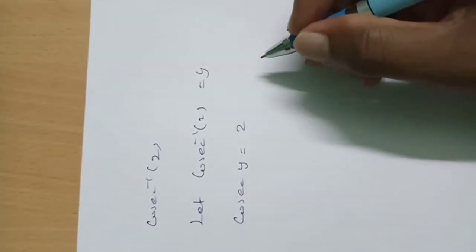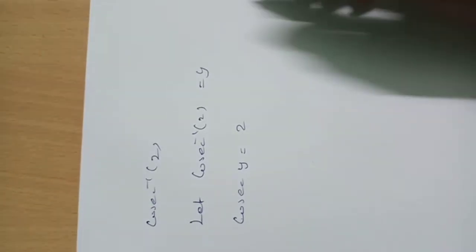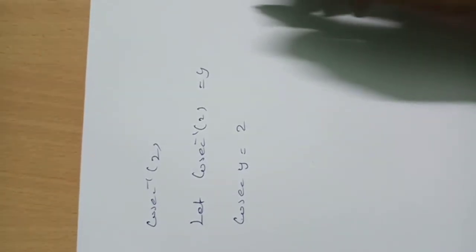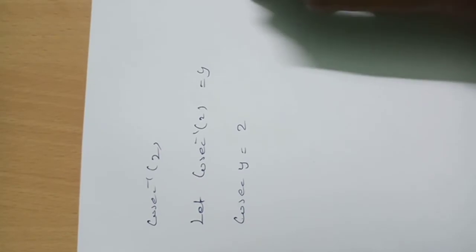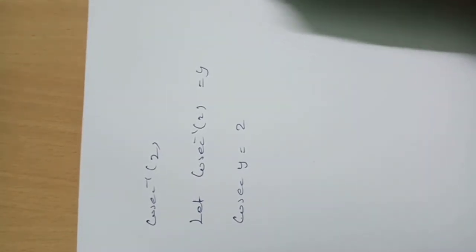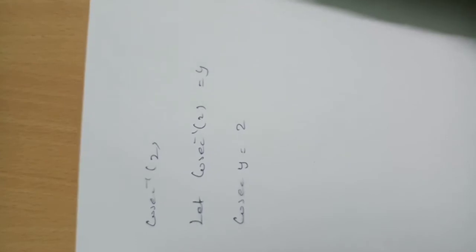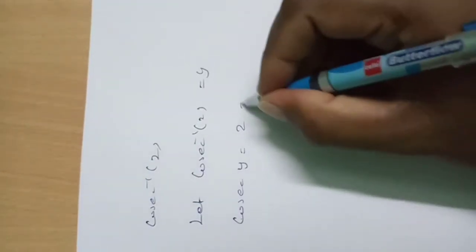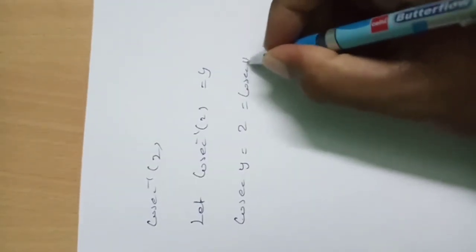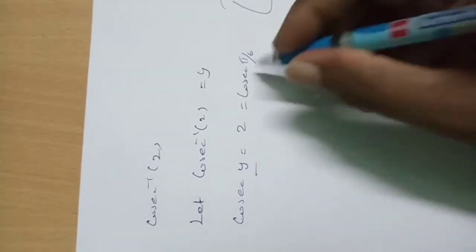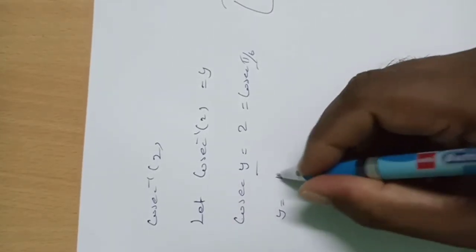For what angle of cosecant are we getting 2? For sine, pi by 6 is equal to 1 by 2. So cosecant pi by 6 is equal to 2. So this is equal to cosecant pi by 6. Now comparing the angles, y is equal to pi by 6.